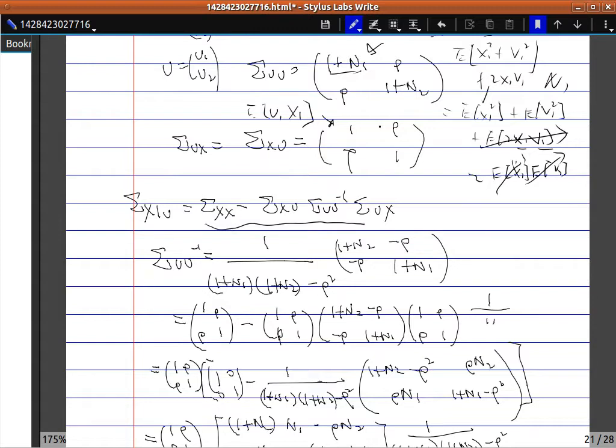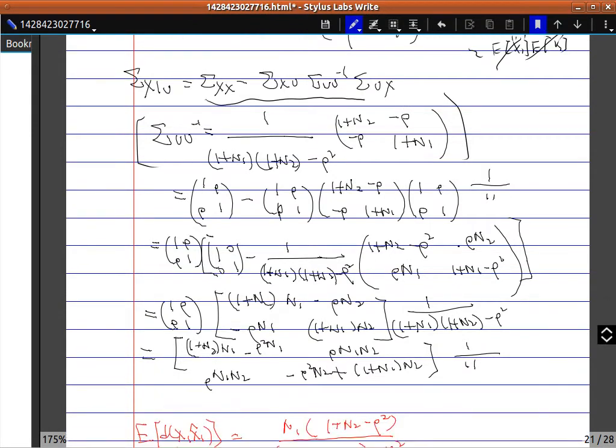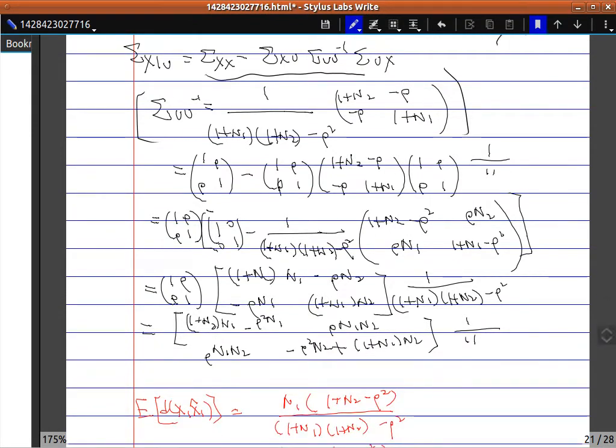So we can substitute everything into this expression. We can also compute sigma uu inverse, which is equal to this. After computing this, we substitute the terms in here and get this thing, and again it's some simple but a little bit tedious algebra. Eventually you will get that. So that means sigma x given u is given by that. And remember, the diagonal elements are actually just the variance of your estimate given your observations u.